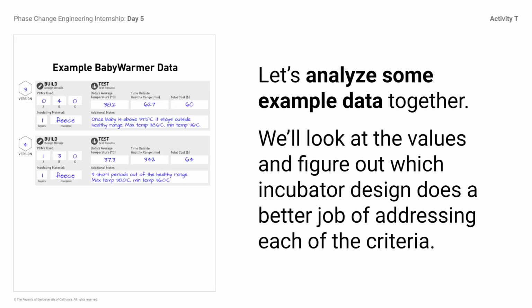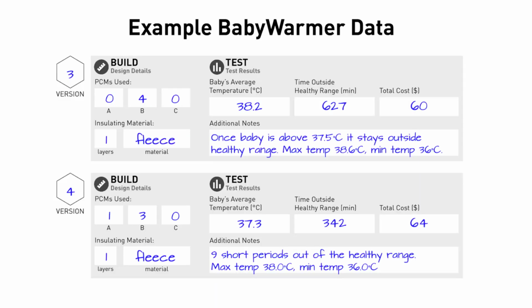Let's analyze some example data together. We'll look at the values and figure out which incubator design does a better job of addressing each of the criteria. You will analyze your data using this method. In order to identify your strongest design so far, you'll need to compare all of the results from all of your completed iterative tests. Example baby warmer data.